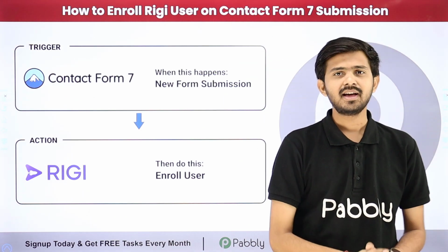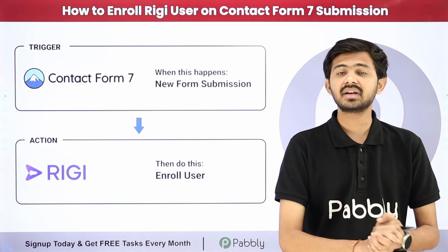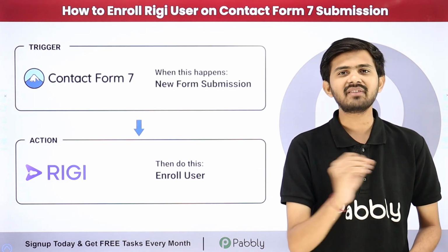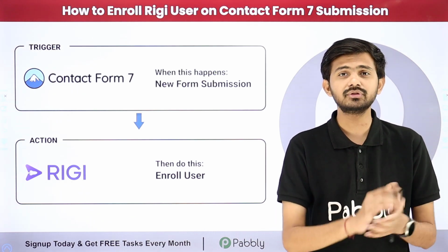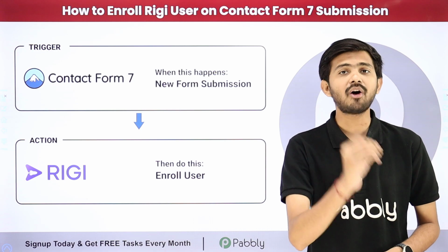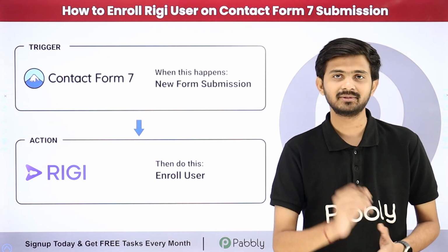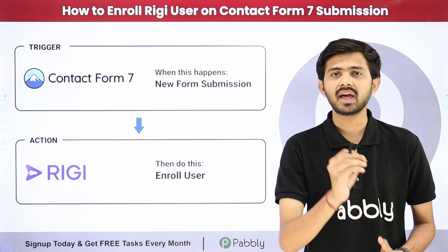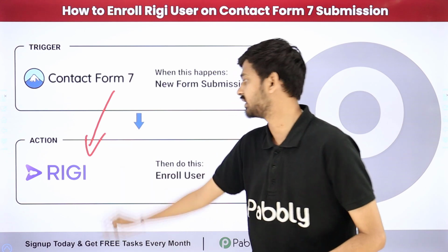So here I'm an online educator, and by using Contact Form 7 I have created a registration form. Now whenever I receive a new form submission, or a new registration for my course through Contact Form 7, then automatically I want to enroll a new user in my Rigi account in my course. So for doing this, I need to simply build a connection between Contact Form 7 and Rigi.